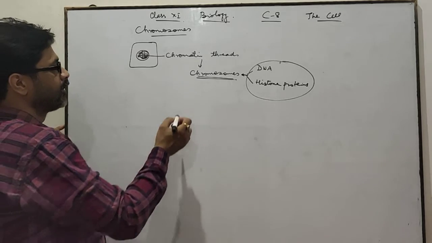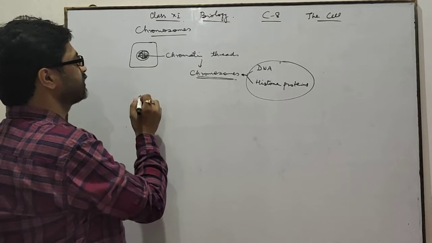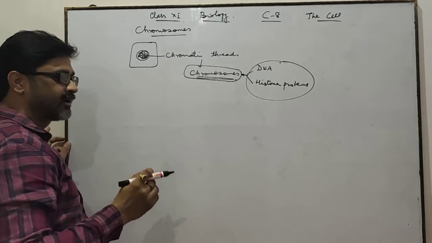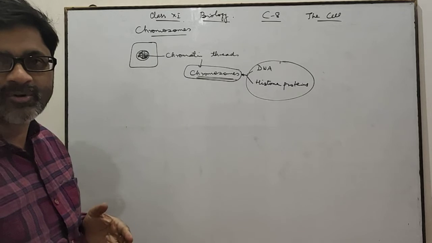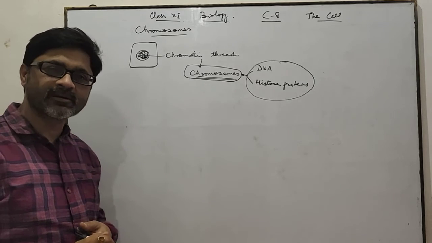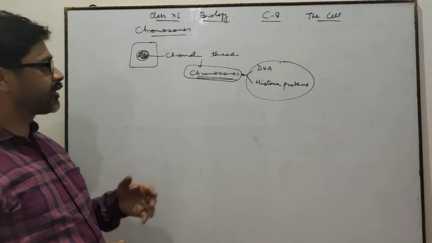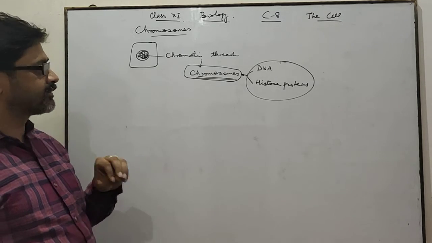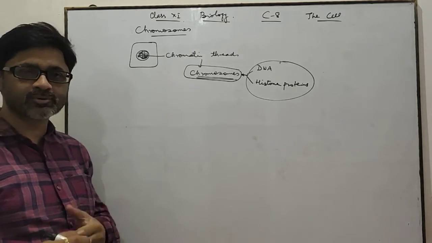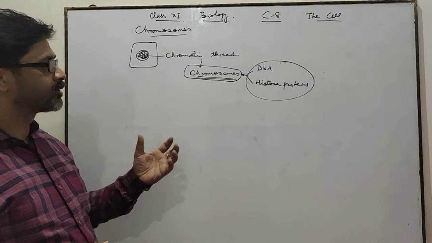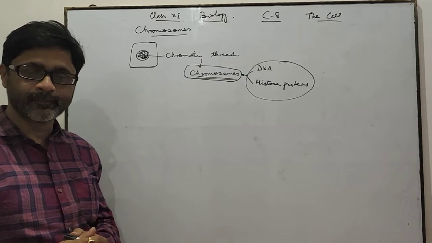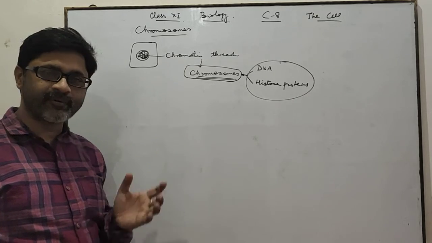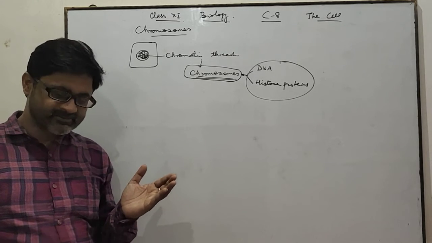Okay? You know that all living cells contain chromosomes, and due to presence of these chromosomes, characters are transmitted from one generation to another. The plants as well as animals both have chromosomes. Not only are chromosomes present within man or animals, but chromosomes are found in plants also.